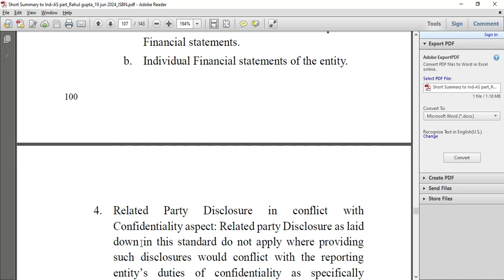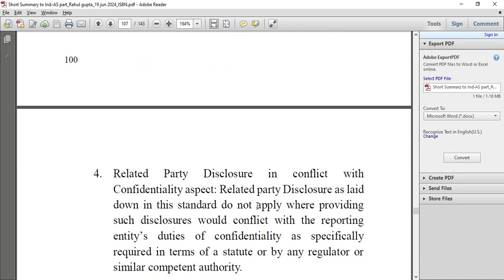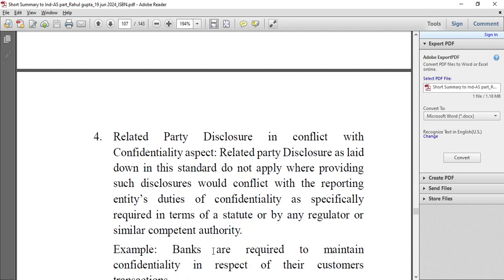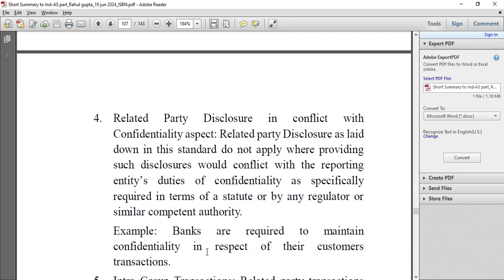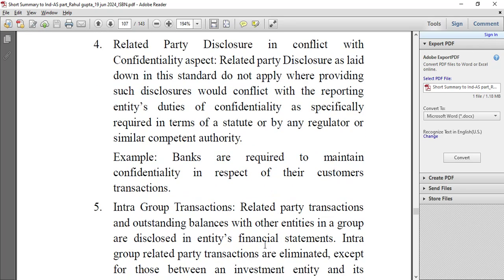Related party disclosure in conflict with confidentiality aspect. Related party disclosure as laid down in the standard does not apply where providing such disclosure would conflict with the reporting entity's duties of confidentiality as specifically required in terms of a statute or by any regulator or similar competent authority. Example: banks are required to maintain confidentiality in respect of their customers' transactions.